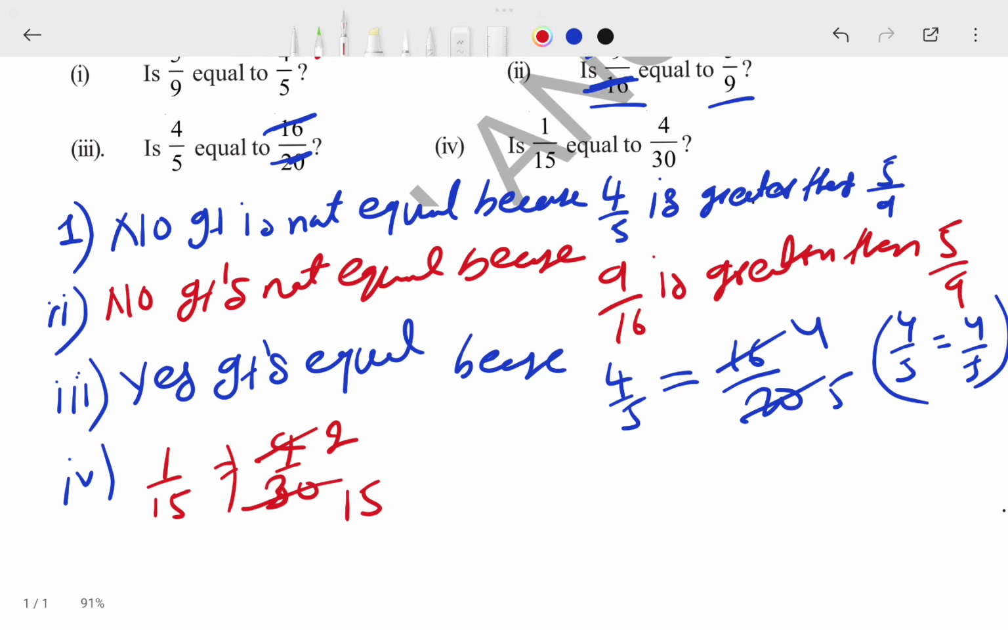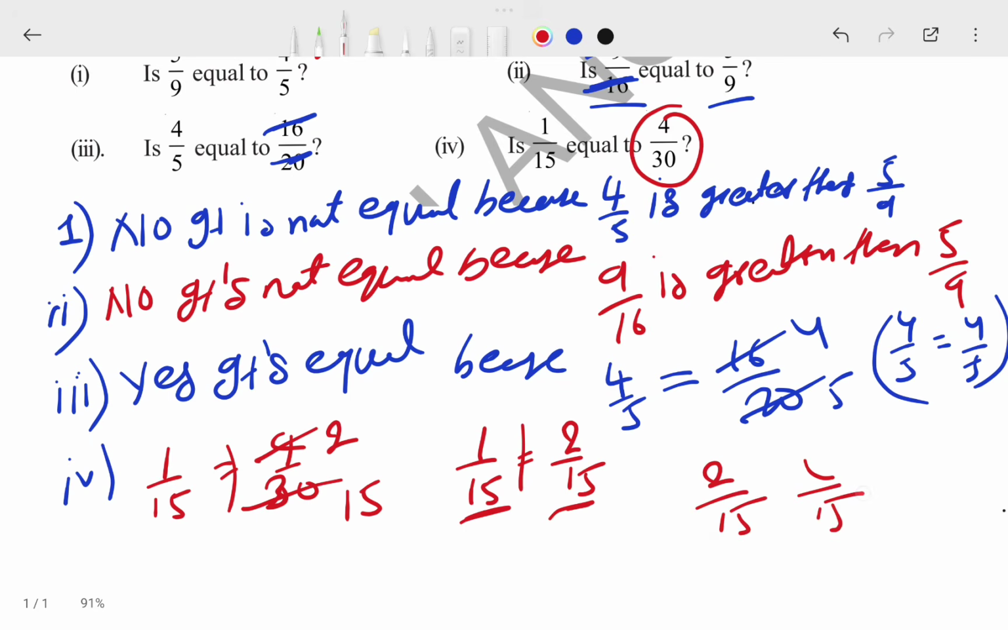So generally all these numbers can be divided. After dividing, what do we get? We get 1 by 15, and after dividing 4 and 30, we get 2 and 15. So we get 2 by 15. Here 15 and 15 are equal, but this 1 and this 2 are not equal. It means that this number is not equal. For equal, both have to be equal, like if this is 2, then it has to be 2 and 15. Otherwise 1 by 15 and 1 by 15 it has to be, but they are not like that. That's why it is not equal.